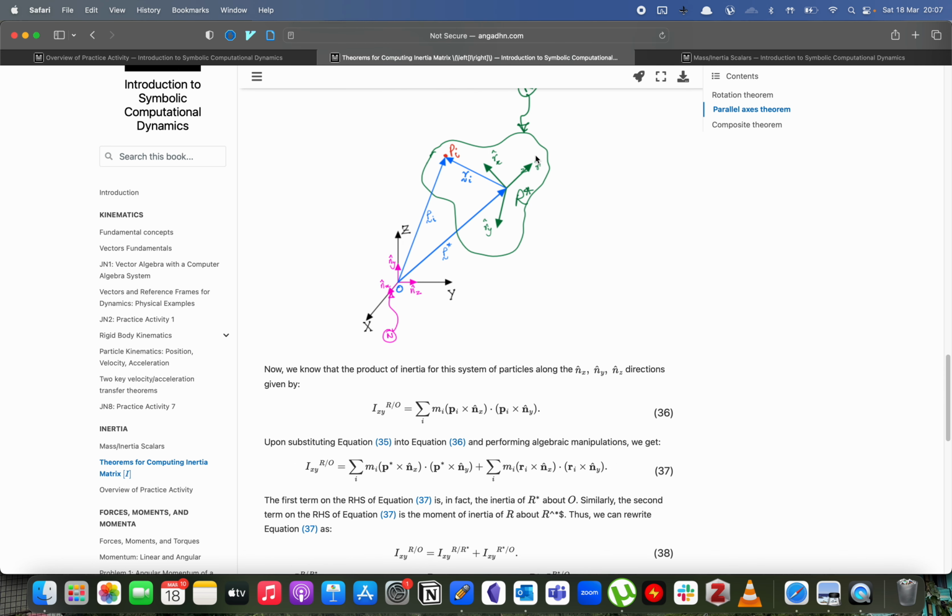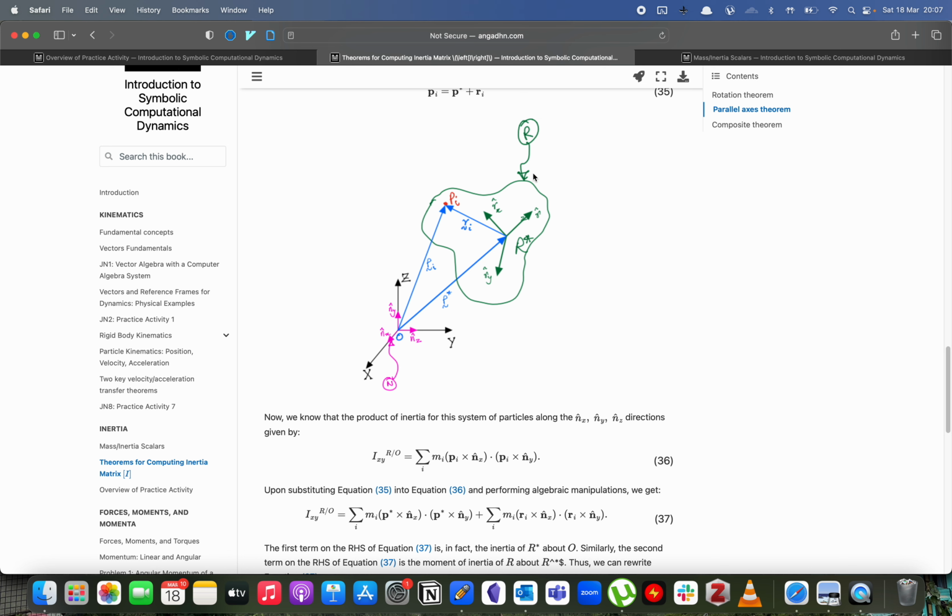So what we're saying is if I want this body's moment of inertia or product of inertia to be calculated with respect to a point O, I can do so by just computing its central moment of inertia, that is its moment of inertia about its mass center. And then to that we add the moment of inertia of this point with respect to that point, because this is a point mass, don't forget.